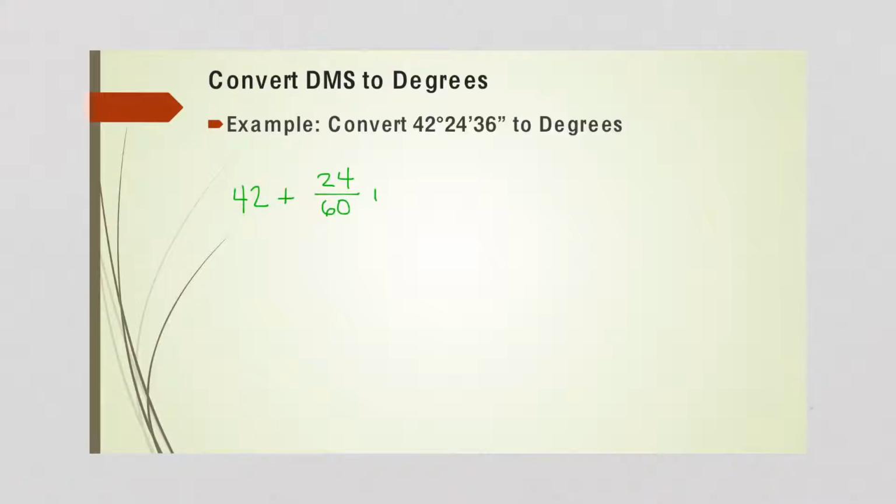But this is where the seconds comes in, because it's not divided by 60 again. It's 36 divided by 3600, and the 3600 comes because there are 60 seconds in 1 minute and then 60 minutes in 1 degree, so there are actually 3600 seconds in 1 degree. When I do this, I have fractions, so those are going to help convert into my decimals. Go ahead and type that in your calculator, and you should get 42.41.